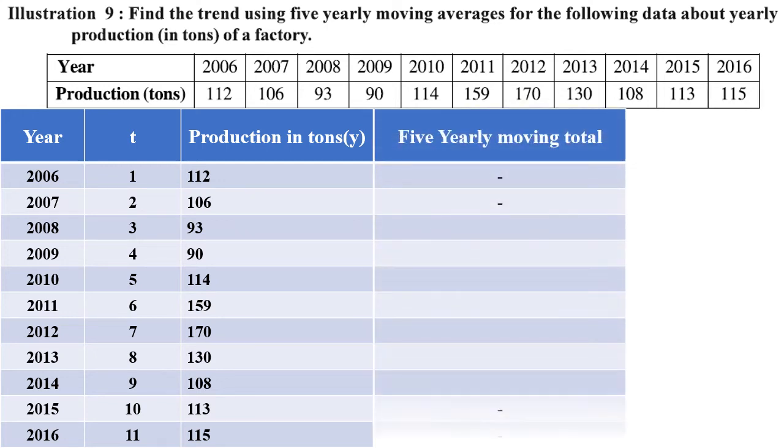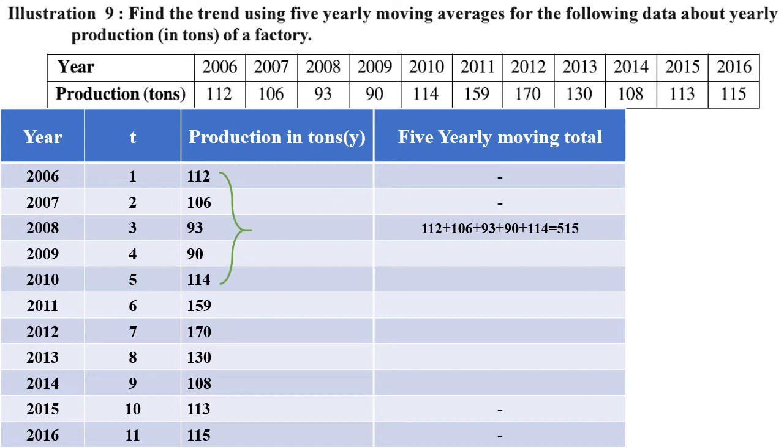And next, 5 yearly moving total. Are you getting my point here? The previous sum was 3 weekly moving total. Here I am writing down 5 yearly moving total. Okay, clear? Now, we have to make a total of 5 values. As you can see my beautiful curly bracket here, it includes 5 values and the answer will be written in the exact middle value, that's the third value. So first I am going to make a total of 112, 106, 93, 90, 114 to get 515.